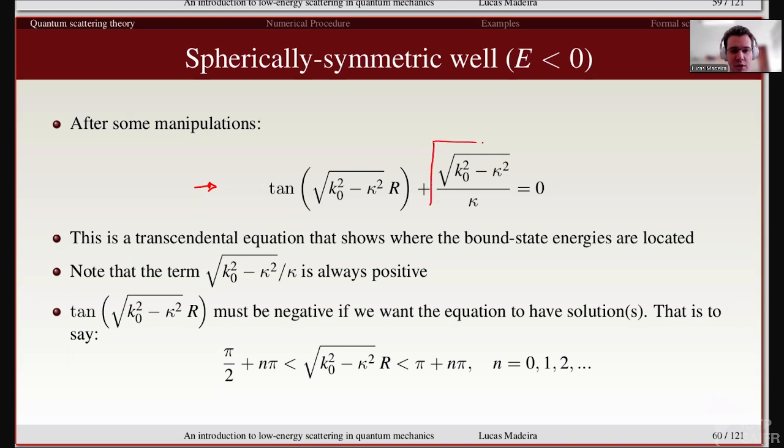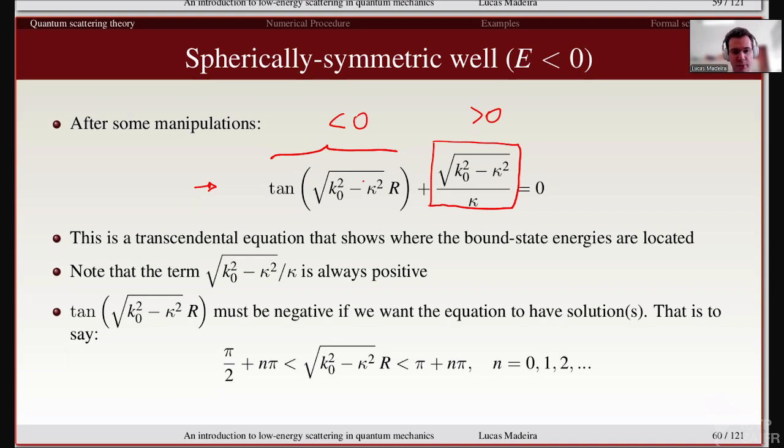This term here is always positive, okay? So this term here is always positive because it's related to this kappa that is related to the bound state energy. K naught here has to be always greater than kappa, because if we go back, we'll see that it's related to something positive plus kappa. So this term here always has to be positive. So if I want this to be 0, we need this other term here, this tangent here, to be negative, okay?